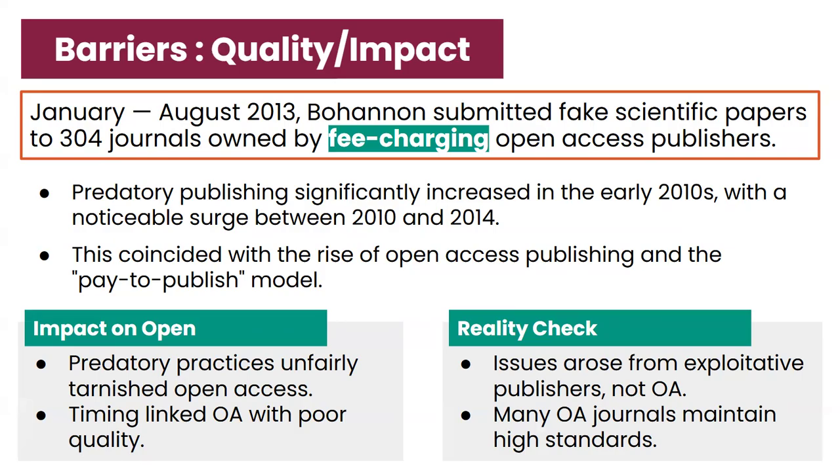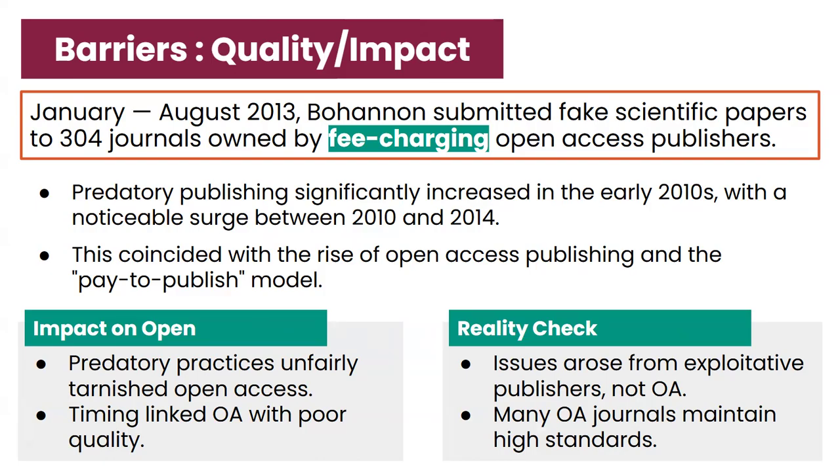So let's unpack this context a bit further. The Bohannon study occurred during a time of rapid growth in open access publishing. Between 2010 and 2014, we also saw a sharp increase in predatory practices. This was driven by the rise of the pay to publish model. The overlap created what many describe as a perfect storm. Unfortunately, the timing unfairly associated open access with low quality standards, so predatory publishers exploited the model and it gave open access a bad reputation.